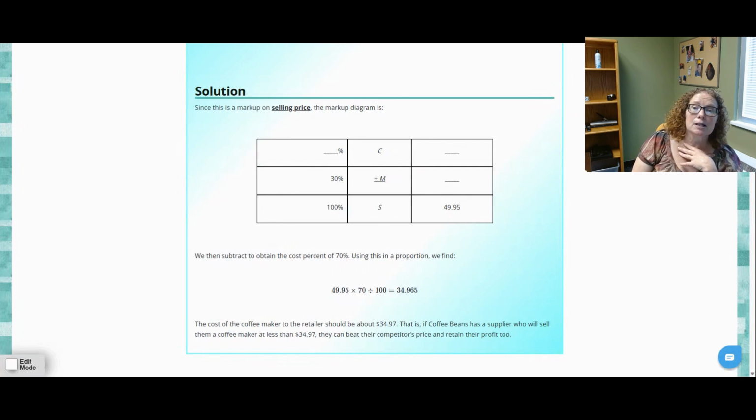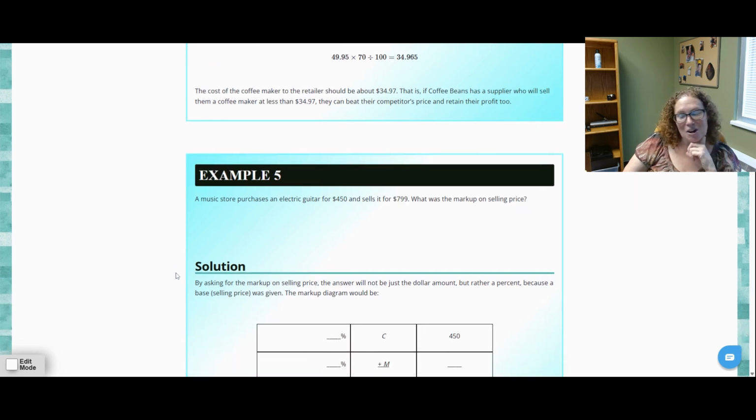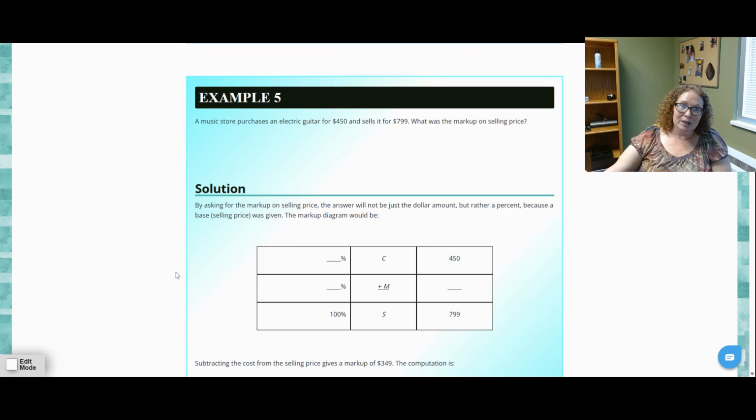So basically then Coffee Beans could go out and find a supplier, and if they could find one that could sell them one for $34.97, then they can meet their price and retain the profit that they need to. Doesn't always happen that way. That's not always the best way to compete. And if it doesn't work by monetarily spending less money, then finding other ways that a business can save money or make money.